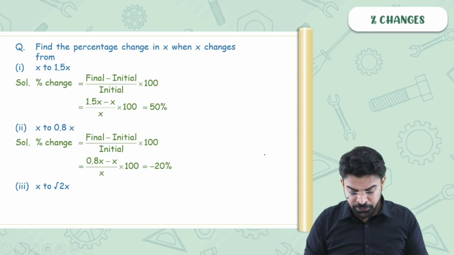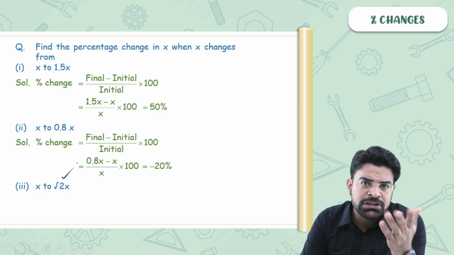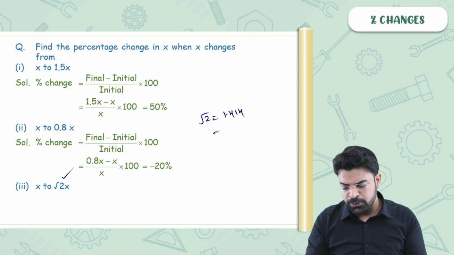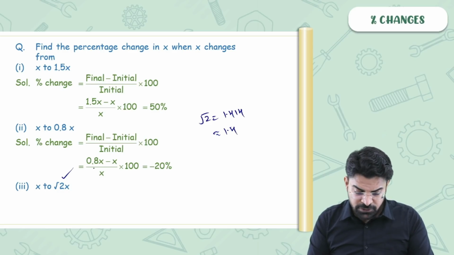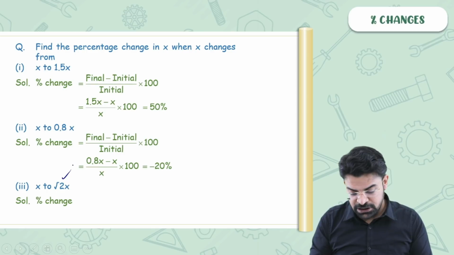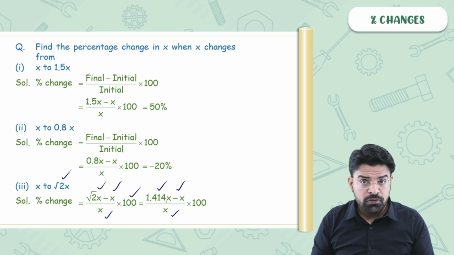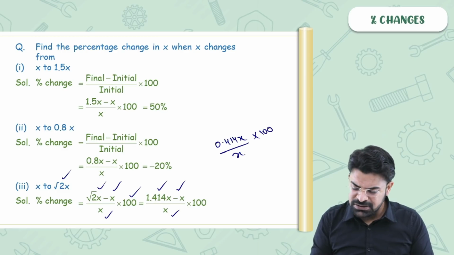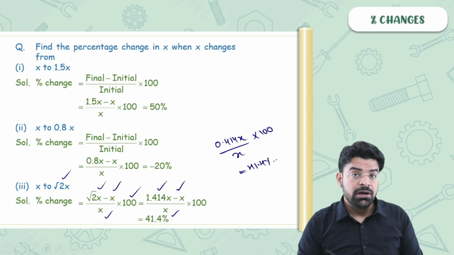Let's see one more example. If the quantity changes from x and becomes root 2 times, what is the percentage change? We know that we can write root 2 as 1.414, or approximately 1.4. Again, you will say final minus initial upon initial into 100. That will be (1.414x minus x) upon x into 100. 1.414x minus x gives you 0.414x by x into 100. So that is nothing but 41.4%. So this is the percentage change in the quantity.